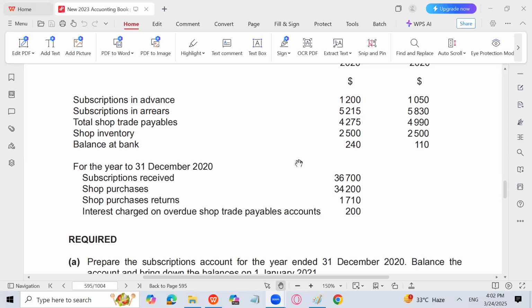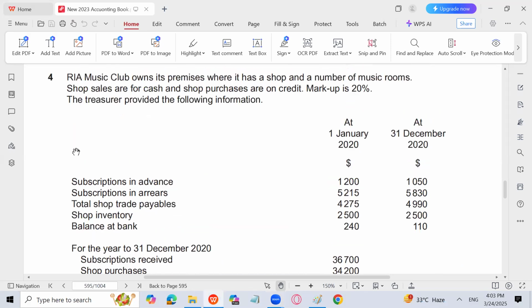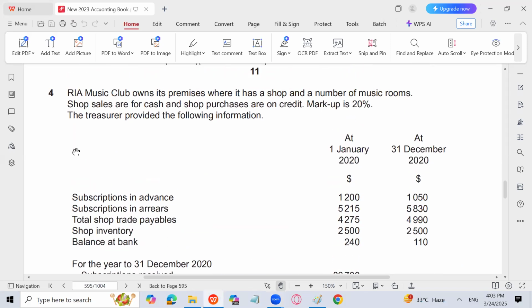Today we are going to solve a question from O-level accounting 7707 or 0452 IGCSE, and the topic is non-profit organization. So let's see: RI Music Club owns its premises where it has a shop and a number of music rooms. Shop sales are for cash and shop purchases are on credit.